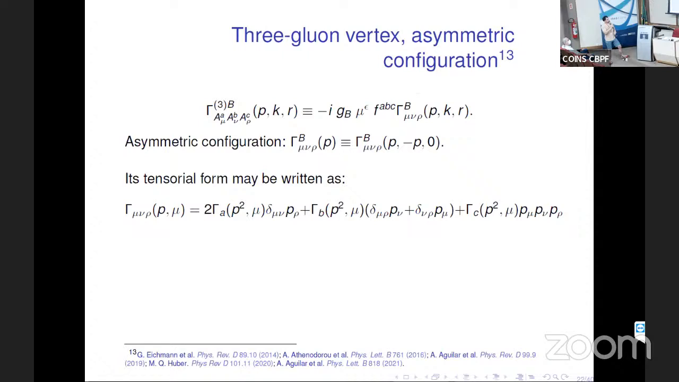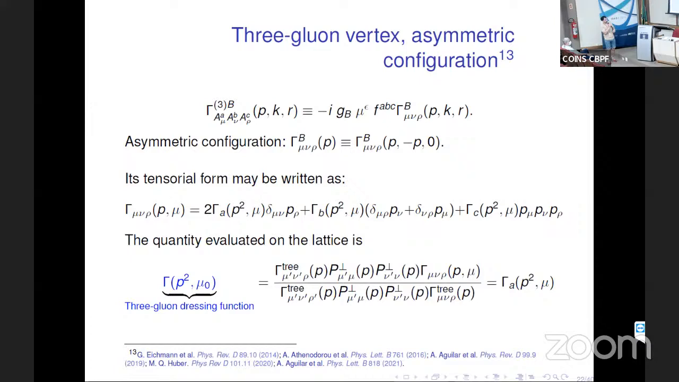In the case of the three gluon vertex, we proceed in a similar manner. We factorize out again the color factor, the gauge coupling, and we compute this quantity in the asymmetric configuration. Its tensorial form can be decomposed in this way. We are interested in this quantity, the three gluon vertex dressing function, which is the one computed on the lattice. And it can be proven simply, you put this quantity here, and you can see that this equals gamma A here. So we are interested in this quantity here.